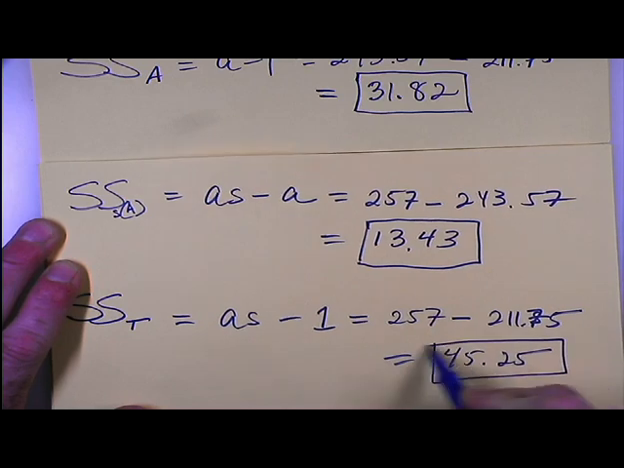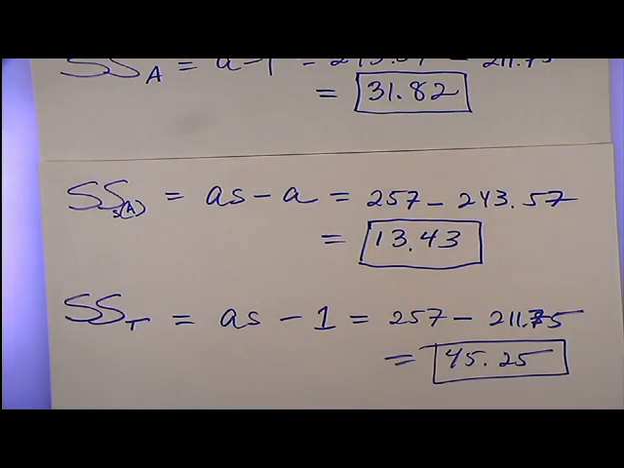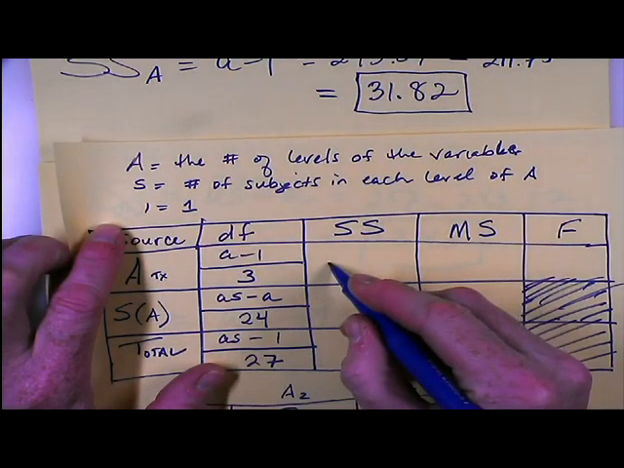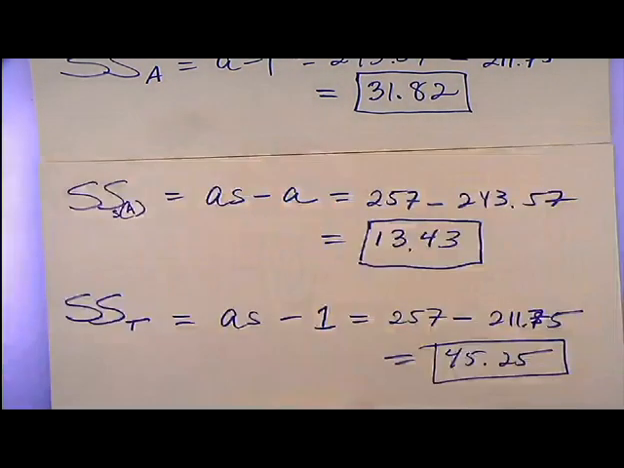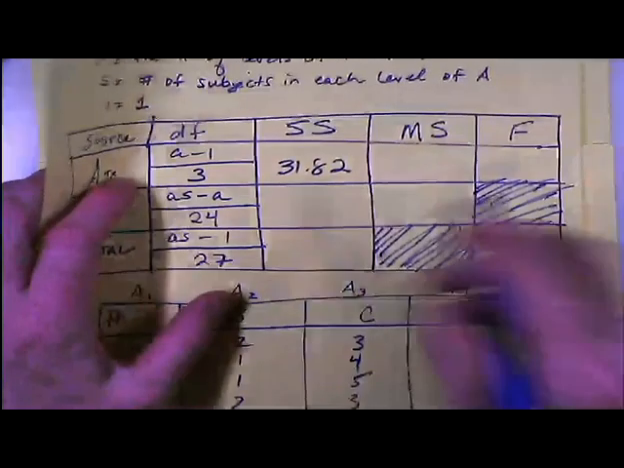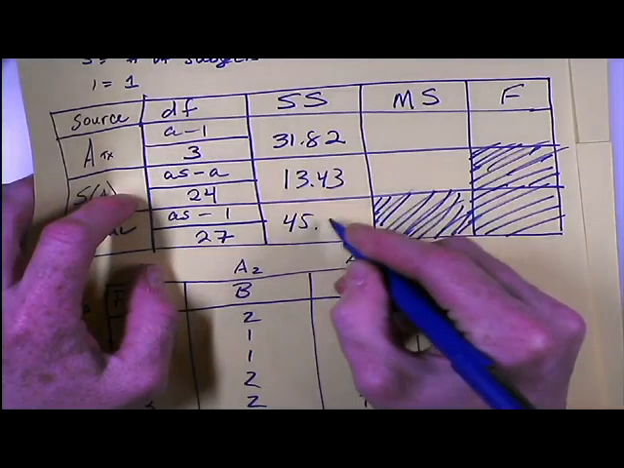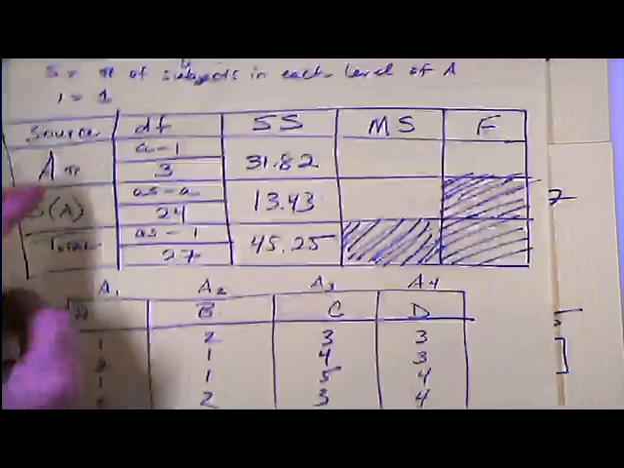All right, so now we have the three values that we need. So let's put them in. This table is called the source table. And you've seen this table. You just didn't use it because we looked at just the t-test. But you'll see this same source table in that t thing. You just don't usually look at the F. So our sum of squares for A is going to be 31.82. Our sum of squares for subjects nested in A is 13.43. And our sum of squares total is 45.25.